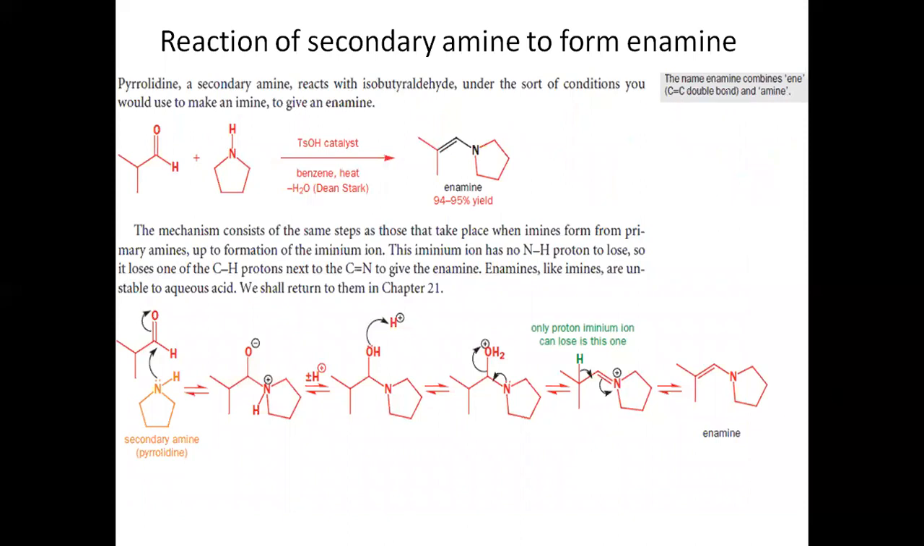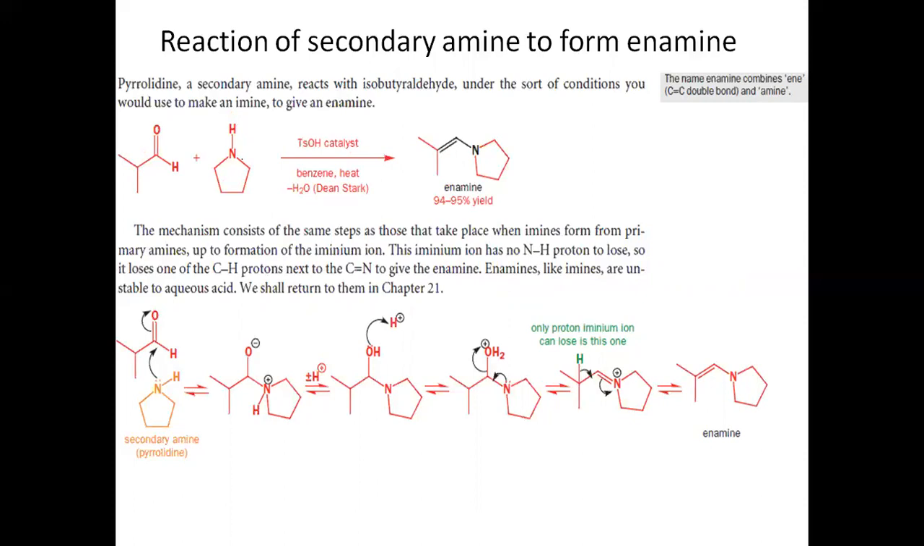As the name indicates, enamine combines the two features, that is, ene and amine. Now you all know ene is when you have a C double bond C, and thus in your enamine you have a C double bond C being obtained. So let us consider this particular reaction. You have isobutyraldehyde reacting with the secondary amine, pyrrolidine. This is specifically pyrrolidine as a secondary amine. These two react in the presence of H plus and by removal of a water molecule, and this gives you the enamine product.